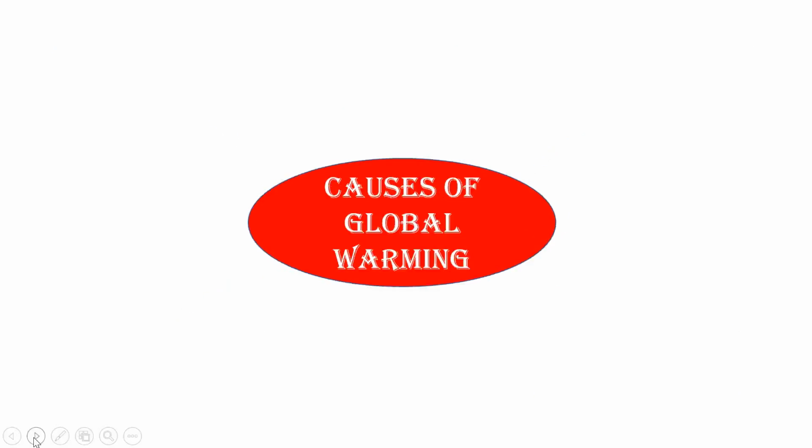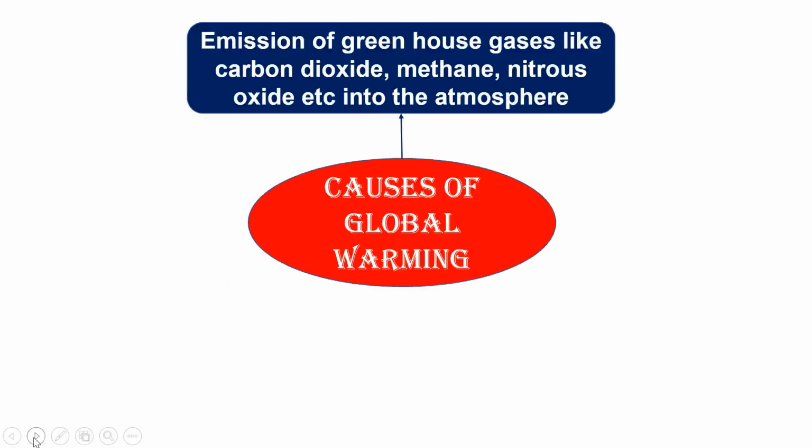Now, next point is causes of global warming. The first cause is emission of greenhouse gases like carbon dioxide, methane, nitrous oxide, etc. into the atmosphere.